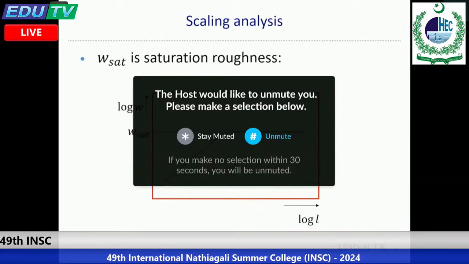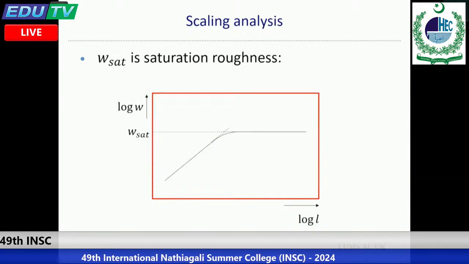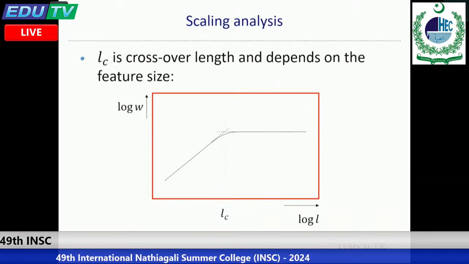That saturation roughness, or saturation interface width, is called W_sat. Another thing which is very important is the length scale at which this crossover takes place. Because when you make a calculation of W as a function of L and get a plot like this, what you very often will find is that it has this shape, and this crossover length is really characteristic because that is a measure of the feature size.